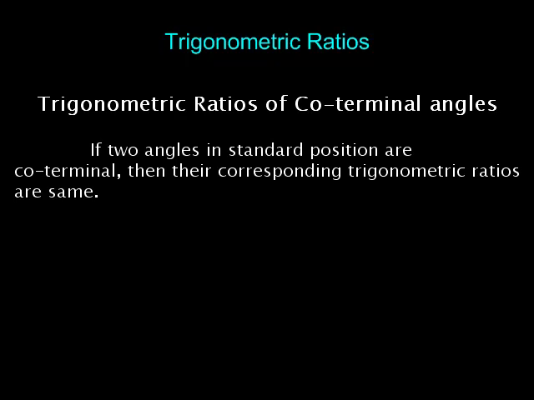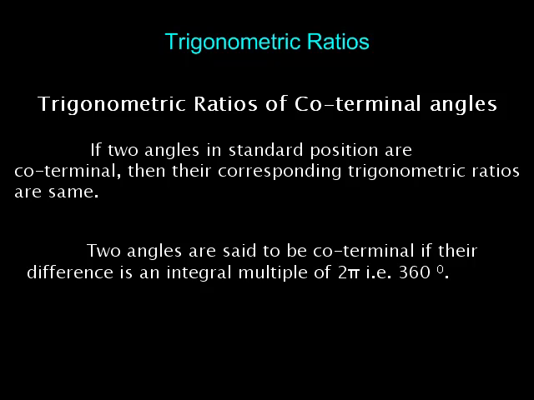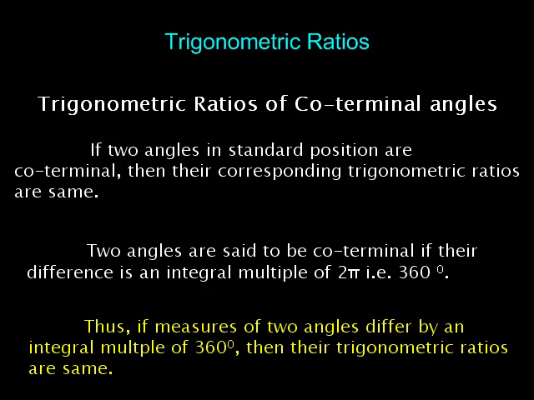We know that if two coterminal angles are in standard position, then they have the same initial arm and the same terminal arm. Hence their corresponding trigonometric ratios are the same. Further, we know that the measures of two coterminal angles differ by an integral multiple of 2 pi, that is 360 degrees. Hence, it follows that if the measures of two angles differ by an integral multiple of 2 pi, that is 360 degrees, then their corresponding trigonometric ratios are equal.